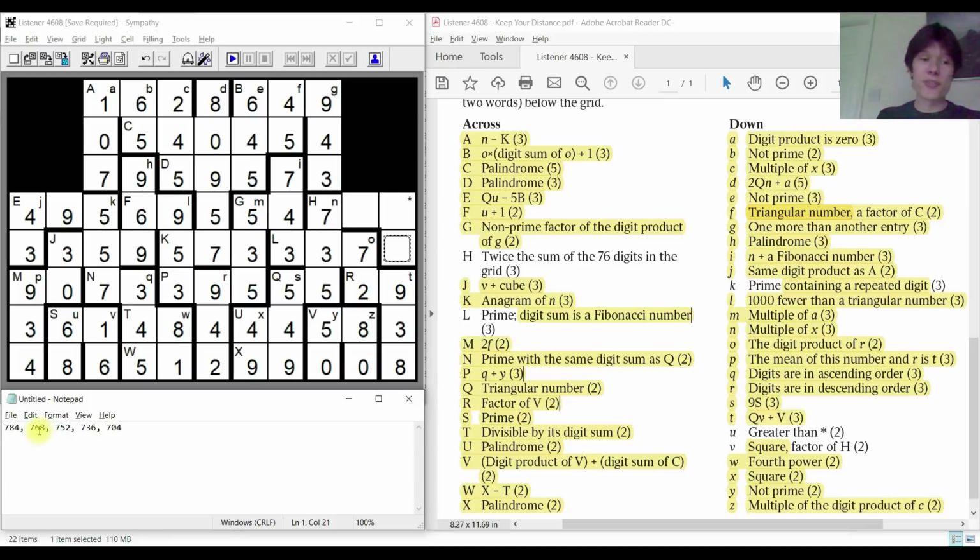And we can also cross off 768 because we know from the clue for little u that star is less than 68, which is the entry at u. So the first digit can't be an 8, so we can cross that one off.